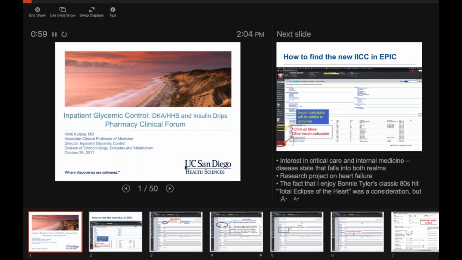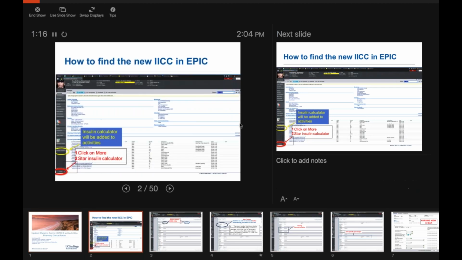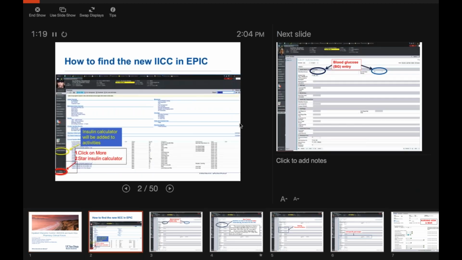I guess we'll get started. Okay, so today we're going to be talking about DKA and the insulin drip. We are new to our Epic insulin infusion computer calculator. I've heard from a couple of people that they wanted a little bit of a refresher, so here it is. I've heard a couple of pharmacists were unable to find the calculator. Step one is you click over here on more, and then you star the insulin calculator, and then it'll be saved right here for you.